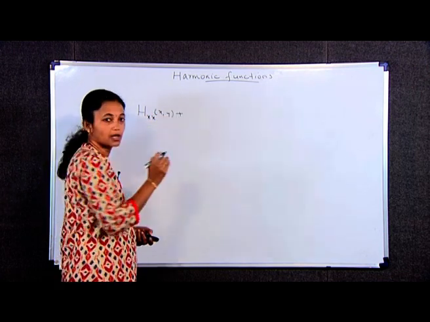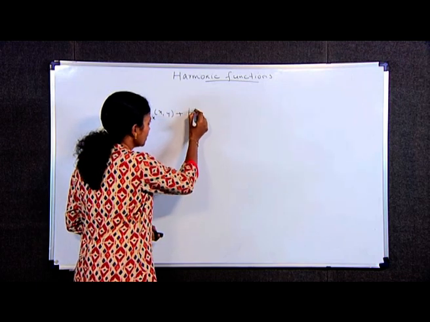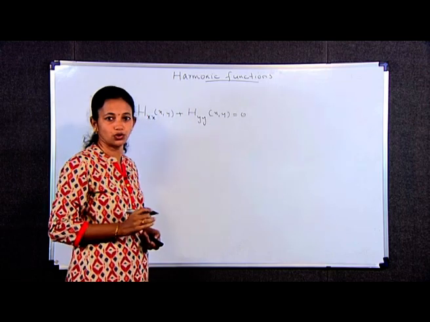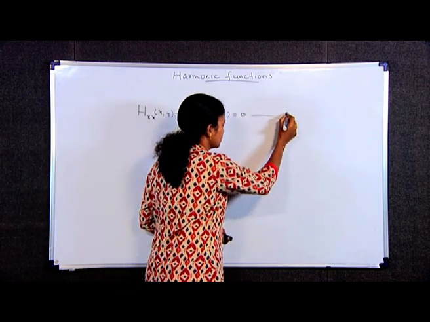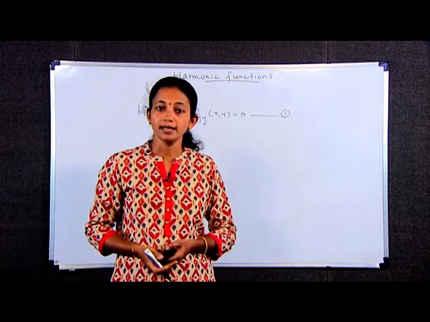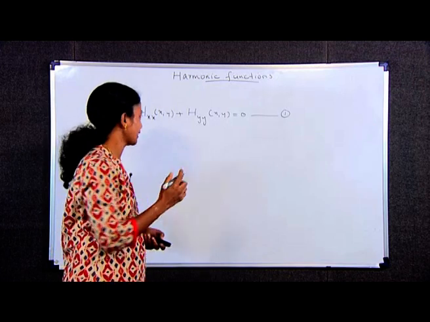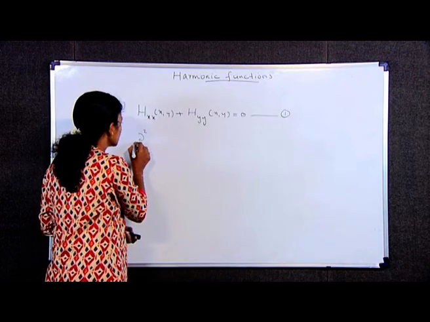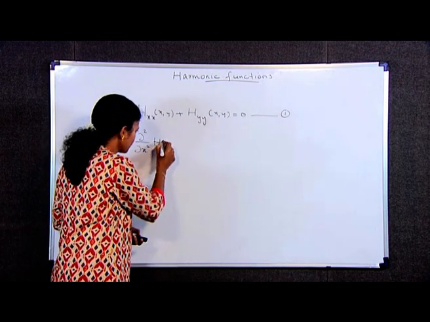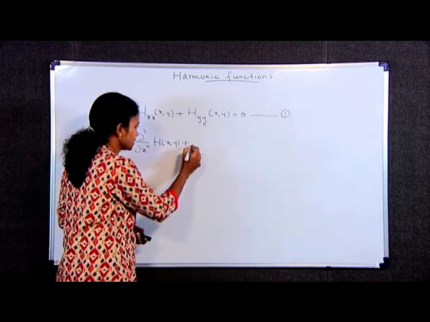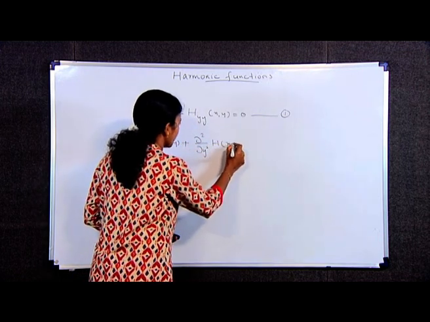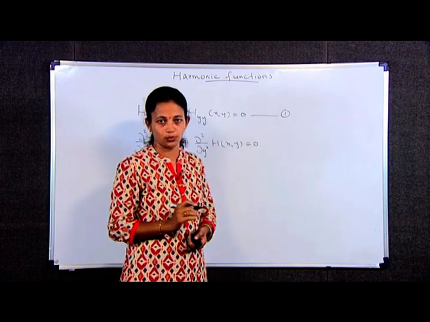h_xx(x,y) plus h_yy(x,y) is equal to 0. This is our equation number 1, known as Laplace equation. In another notation, this can be written as ∂²/∂x² h(x,y) plus ∂²/∂y² h(x,y) is equal to 0.